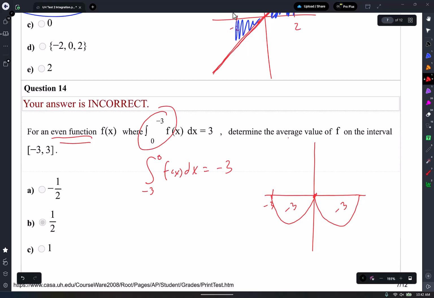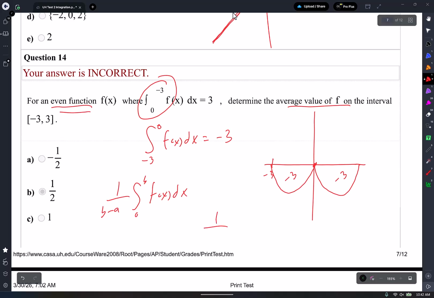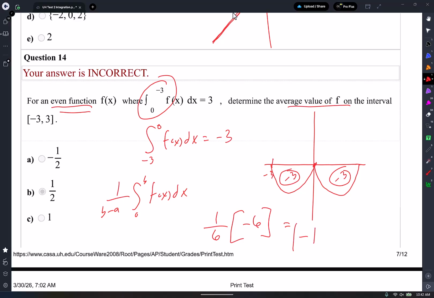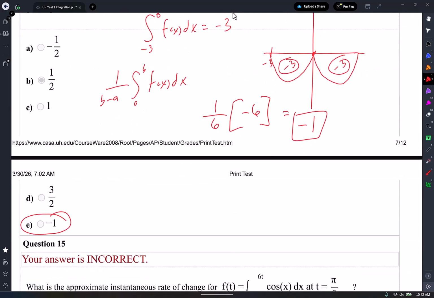It wants average value: 1 over b minus a, integral a to b of f of x dx. So here we go. 1 over 3 minus negative 3. That's going to be 1 over 6, right? 3 minus negative 3. And then integral from negative 3 to 3, well, I just add these up. What's that? Negative 6. So 1 over 6 times negative 6, what's that? Negative 1. That's the average value. Letter E on the next page.